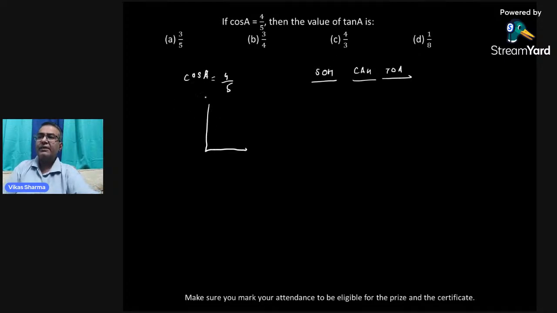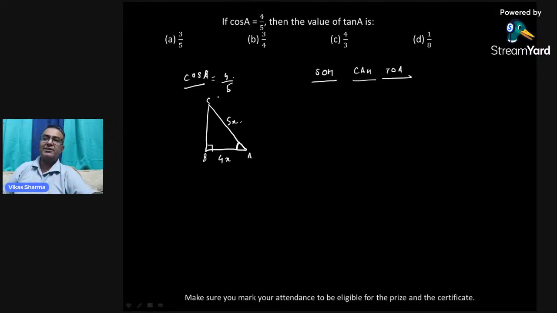So I draw a right angle triangle here. Let me name the vertices A, B and C. Cos A is equal to 4 upon 5, and cos A means this angle here, which is adjacent upon hypotenuse. So adjacent will be 4x, and hypotenuse should be 5x. Bhishmesh says that option B, which is 3 by 4, should be equal to tan A. Let's see if that is the correct option or not.